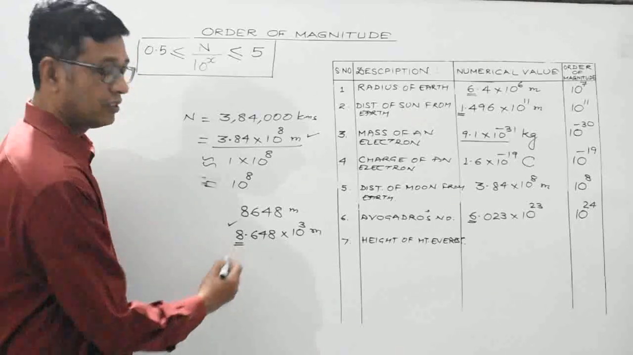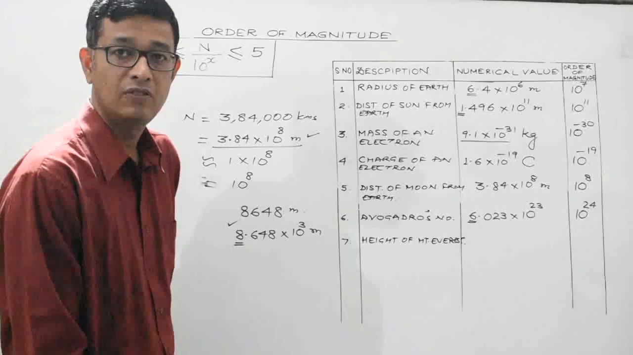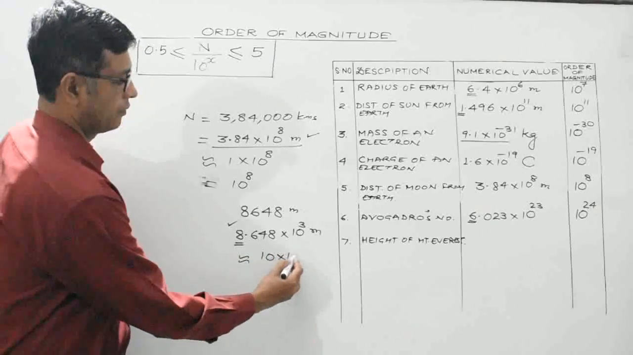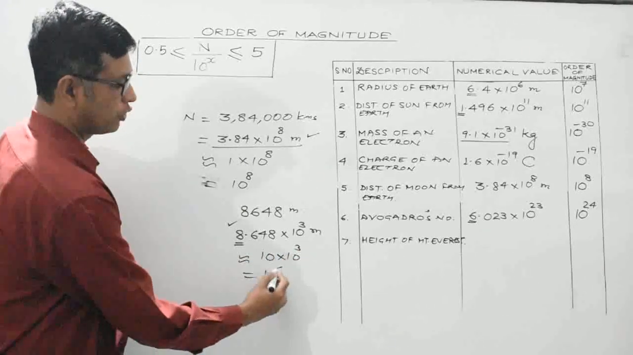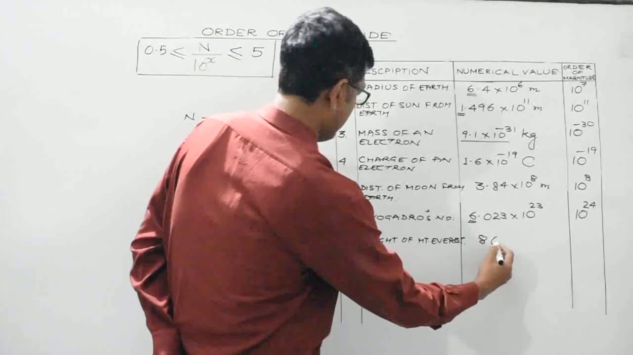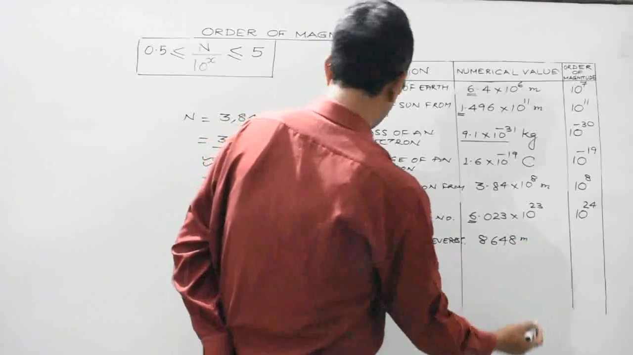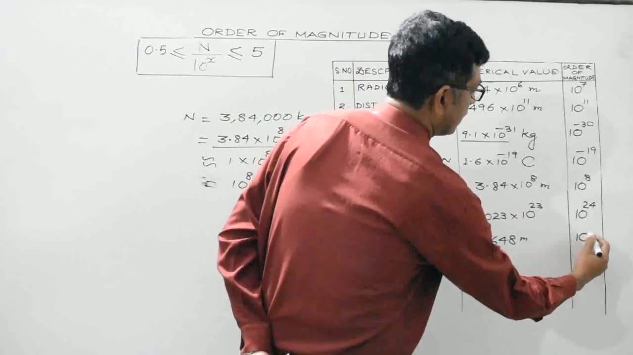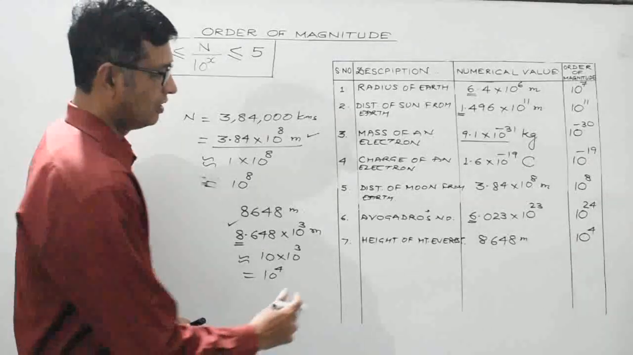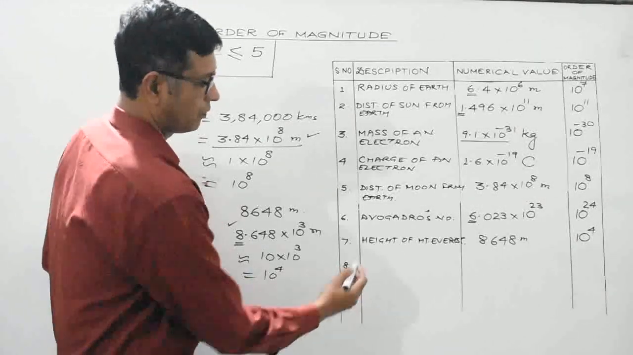Consider the first digit. It is greater than 5. So the entire numerical value has to be written as 10. So the order would be 10 raised to the power 4. So if its height is 8648 meters, its order would be 10 raised to the power 4. Right? Let's take another example.